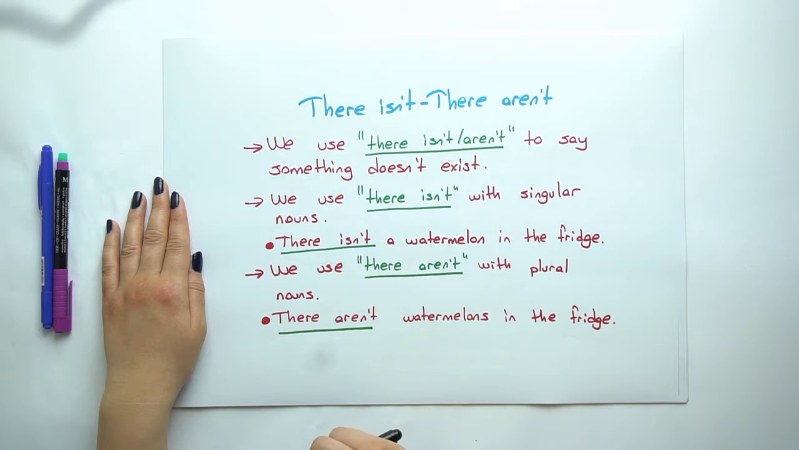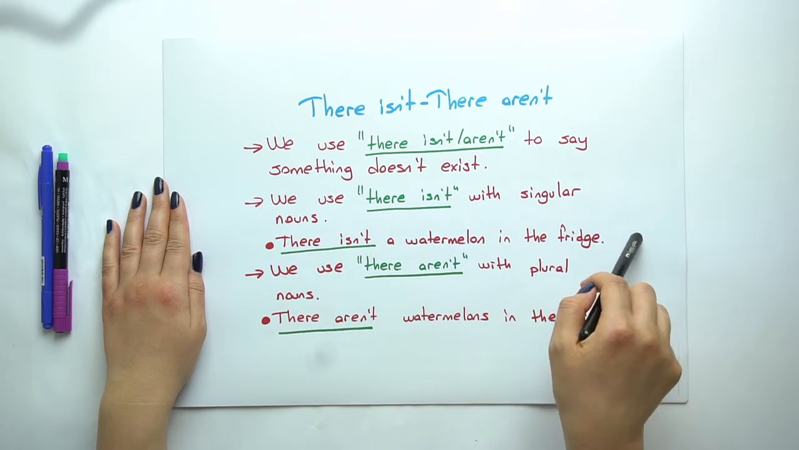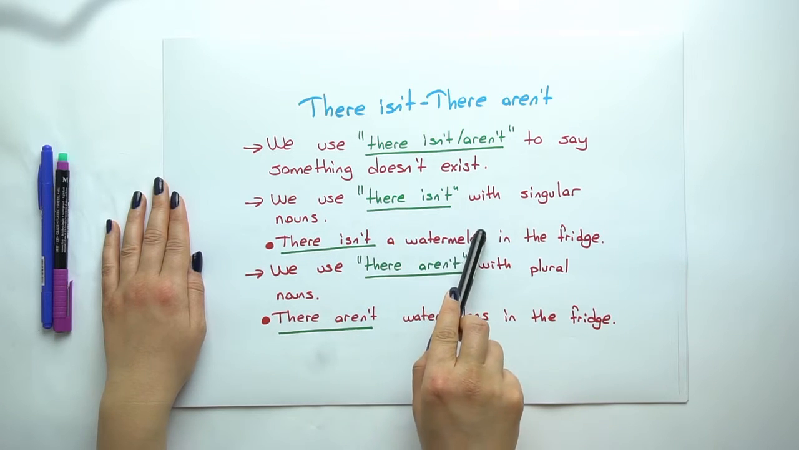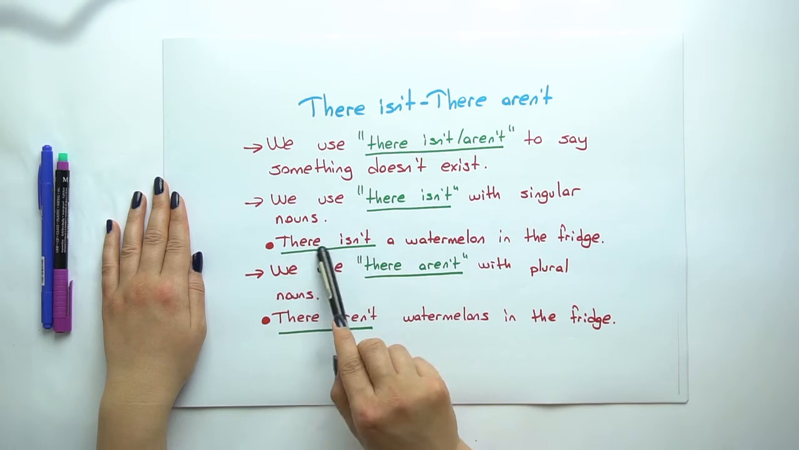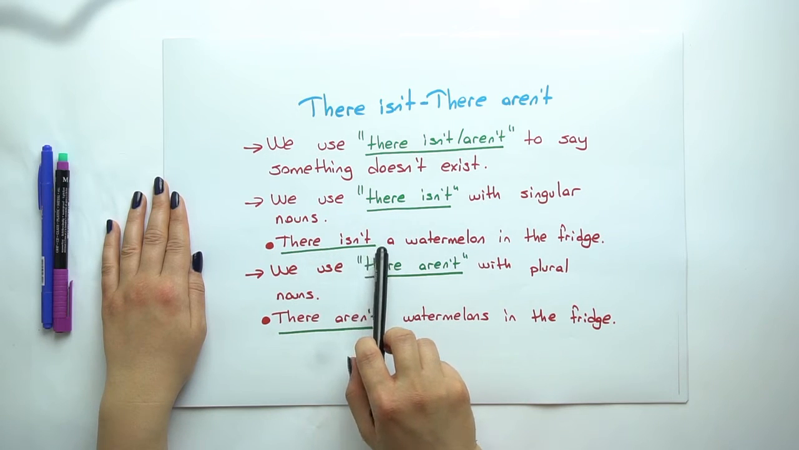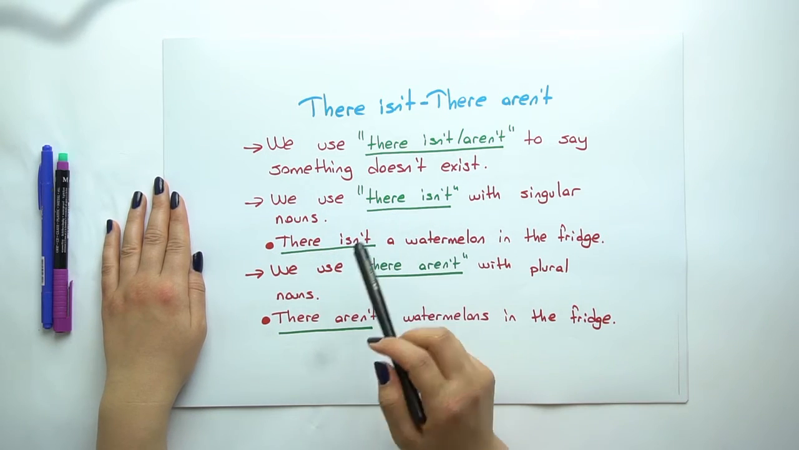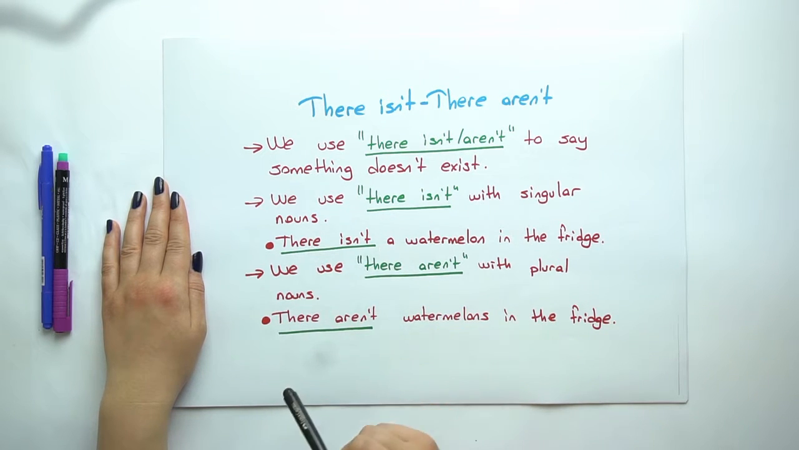Look at the example. There isn't a watermelon in the fridge. You can see that we have a singular noun here, and that's why we use there isn't with this noun. Okay? So it means a watermelon doesn't exist in the fridge. Okay? There is no watermelon in the fridge.